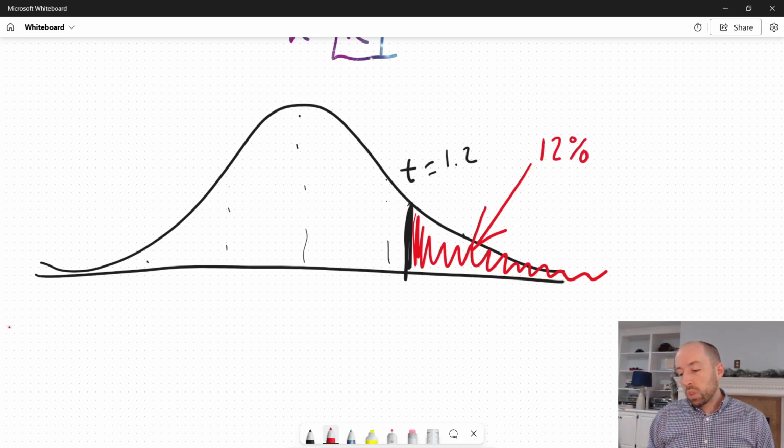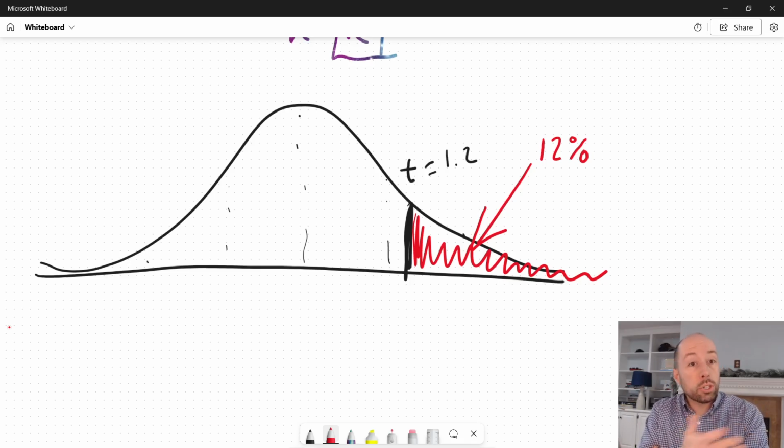Excel is saying, even if the null hypothesis was true, you would see a t-statistic this large in that direction 12% of the time. So is this t-statistic really compelling? No, not at all. It looks exactly like the sort of thing that you would see if the null hypothesis is true. I'm not going to reject the null hypothesis.